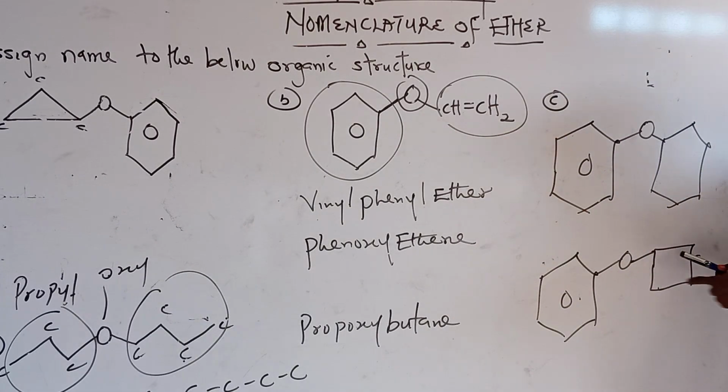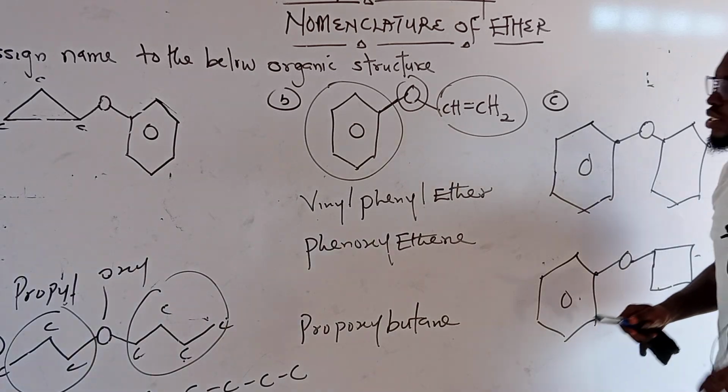Then name this for me as well. This is also cyclic, but they are not aromatic. This is how many carbon? 1, 2, 3, 4. Cyclobutane, because they are single bond. Then name it using the substitutive approach or the functional approach. That is that under that.